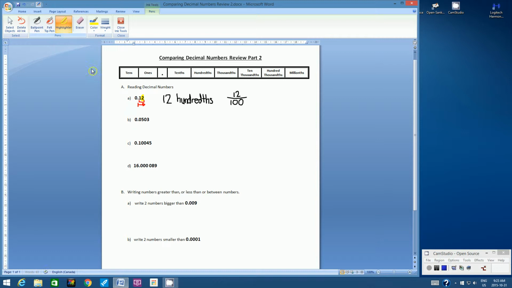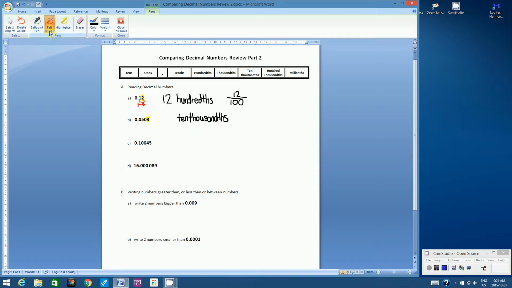I'm going to use my highlighter again. I'm going to highlight the last digit in our number. So let's figure out what place value column the 3 is in. Well, we have the tenths, the hundredths, the thousandths, and the 10,000ths. So the 10,000ths is very important because that's the second half of my answer here. So I'm going to write 10 thousandths.